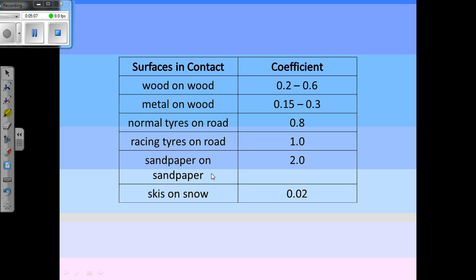Sandpaper on sandpaper, however, you want there to be a lot of friction because that smooths the wood, and so that's got quite a high coefficient of friction of 2. It can't be negative, because friction always opposes motion, but it isn't restricted above. It can be any positive value.